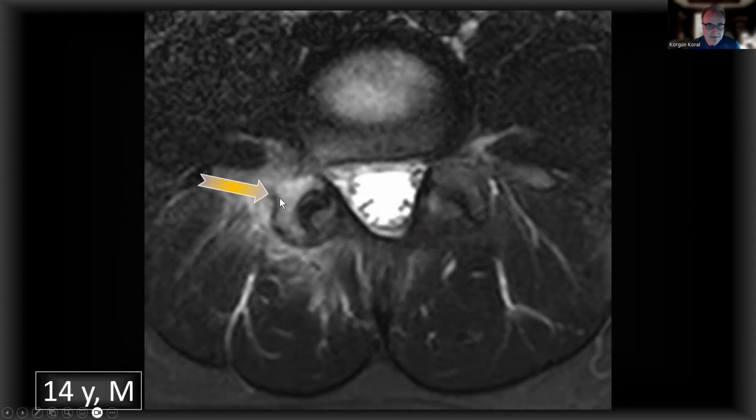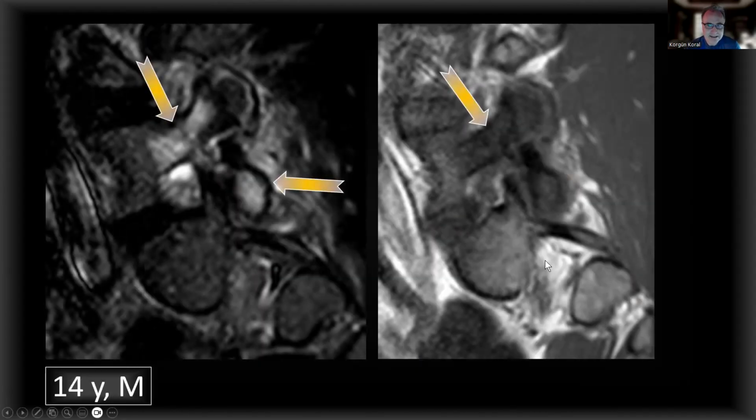So same child's MR shows the edema of the superior facet. And we can see the edema on T-STIR and T1 and some edema of the paraspinal tissues. So this is an acute fracture.